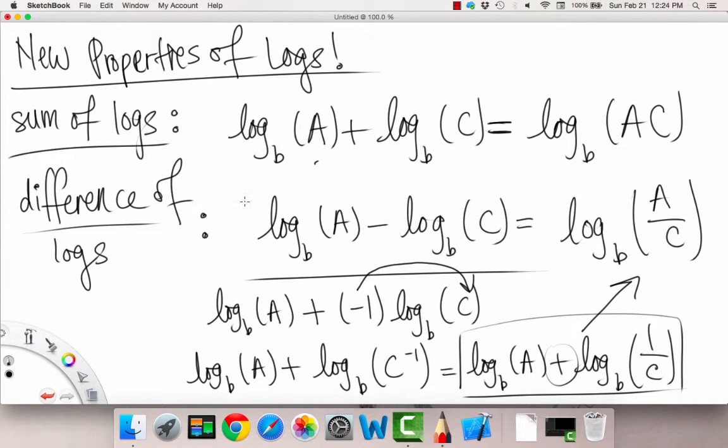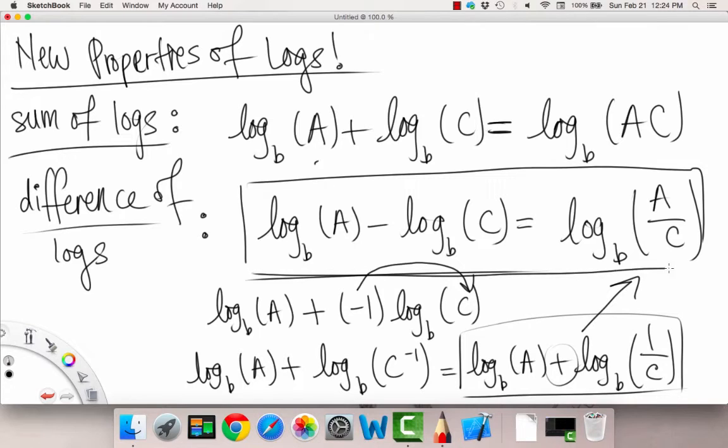Okay, and that's where the difference of logs property comes from. You don't have to know the whole derivation, but it's good to have a background in how the property was derived.